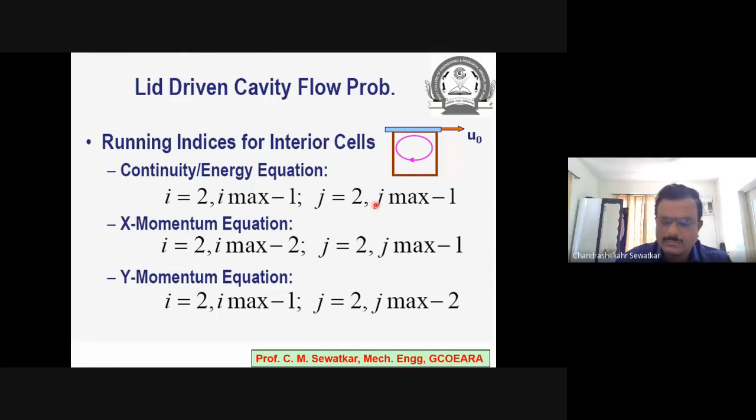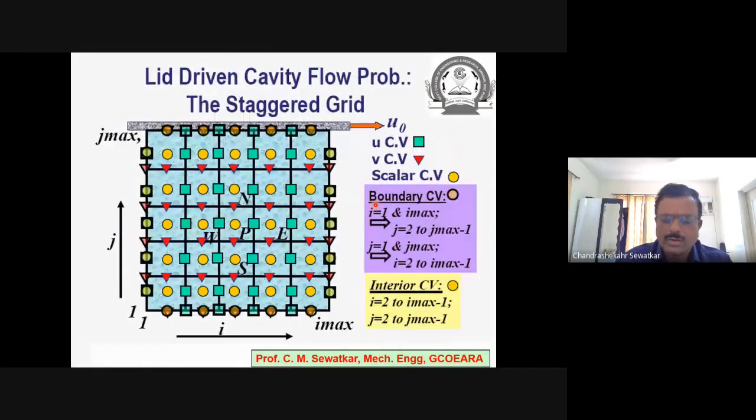Similarly, my y momentum equation is to be solved for green cell centers. This is 1, 2, 3, 4, 5, 6. Right? But then my I max is 7. So this is 2, 3, 4, 5. I am going to solve the y momentum equation for 5 cell centers starting from 2 to I max minus 2.